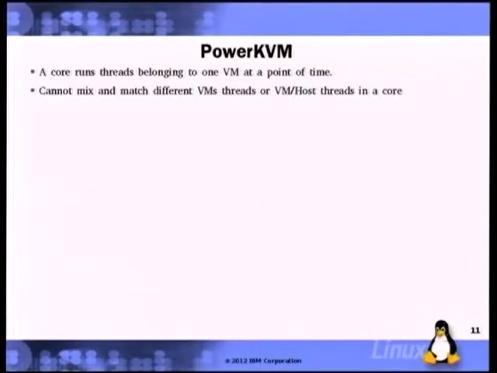So the next use case is Power KVM. Power KVM has an interesting restriction in the hardware: the Power hardware can run only one partition at a time. The host OS is a partition, and a VM is a partition. So we cannot mix the host threads with the VM threads. Similarly, we cannot mix different VM threads together.